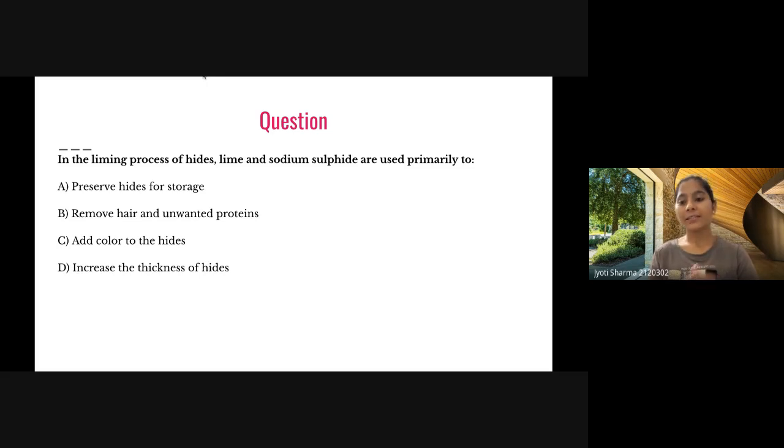Okay, so we talked about the soaking. The next process is liming. In the liming process of hide, lime and sodium sulfide are used primarily to... why are we using lime and sodium sulfide? We have four options: preserve hide for storage, remove hair and unwanted proteins, add color to the hide, increase the thickness of hides. Diya and Venkateshwara both gave me B answer.